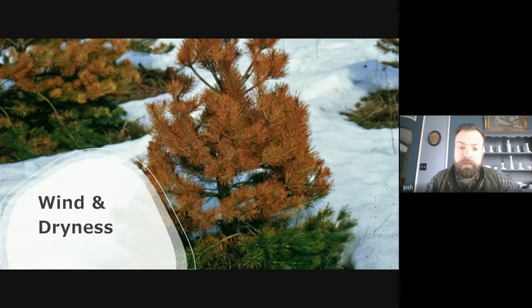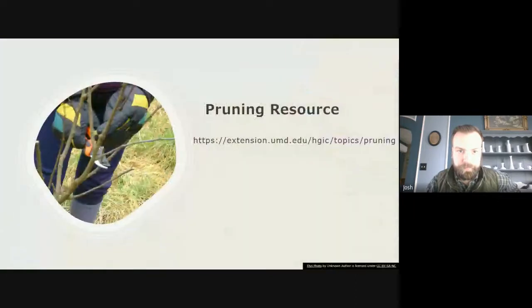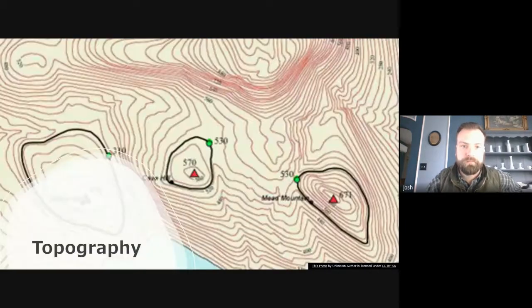Planting them where they have some protection, like from a structure or from a hill, or substituting them with wind-tolerant plants are important considerations. Also, selective pruning can be done to allow for wind to move more easily through the mass of an evergreen plant. This website, which is a direct link to the Maryland Extension Service, has a great starting point for pruning.